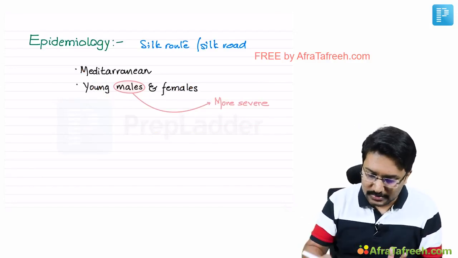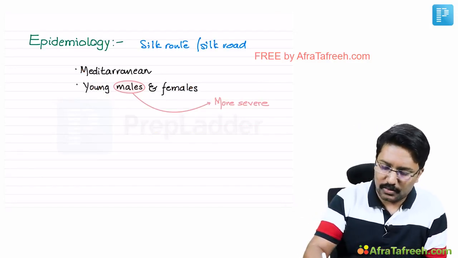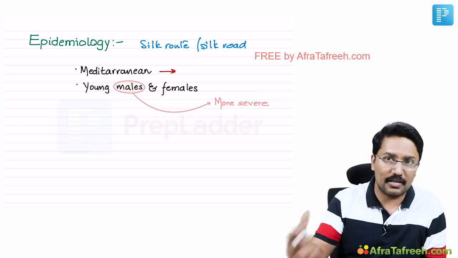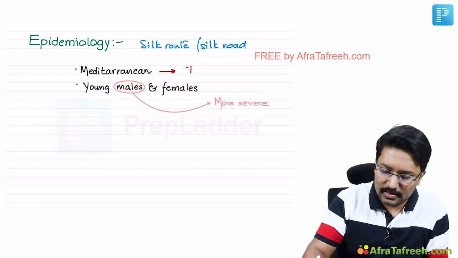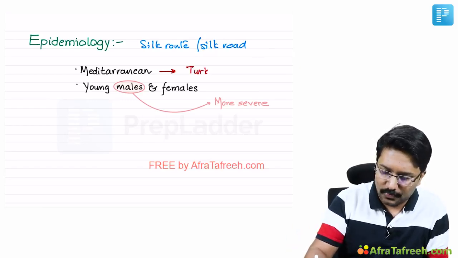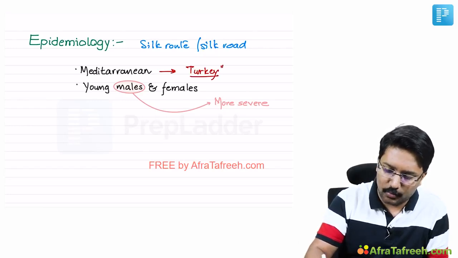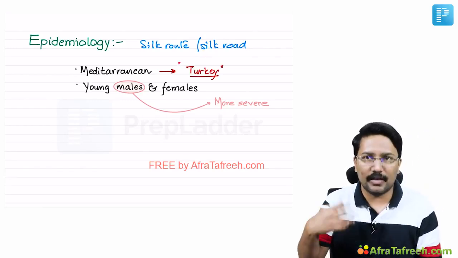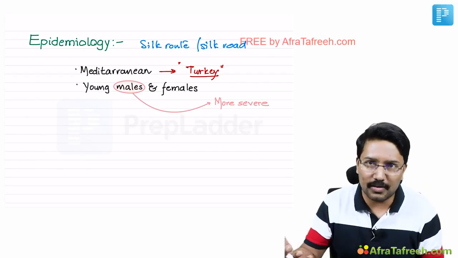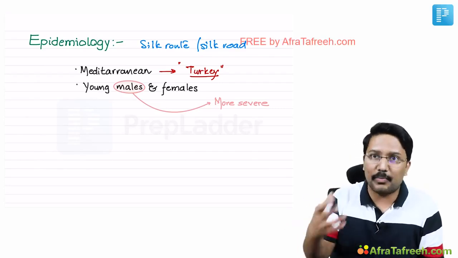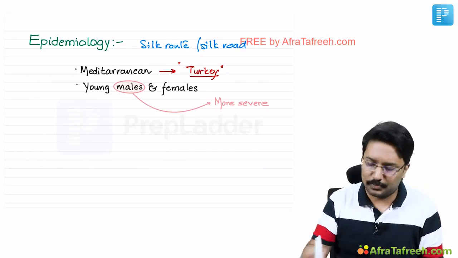Among those countries which fall under the Silk Route, which can also be called the Mediterranean zone, the highest incidence is reported from Turkey. Also remember that the person who first reported this disease, Behcet, was a Turkish national.